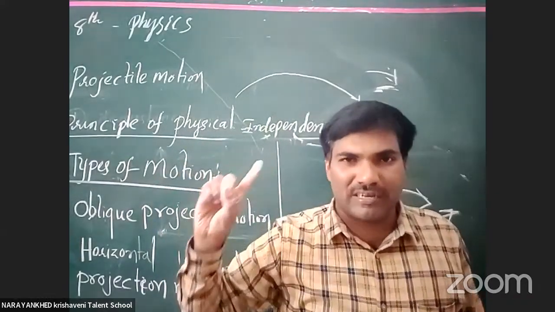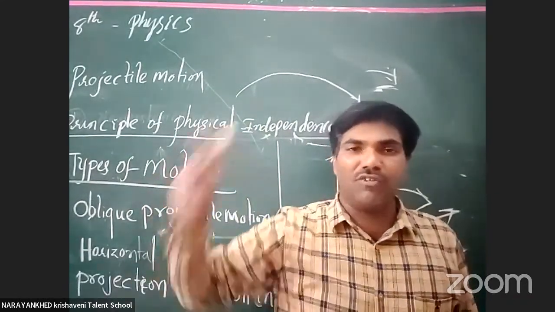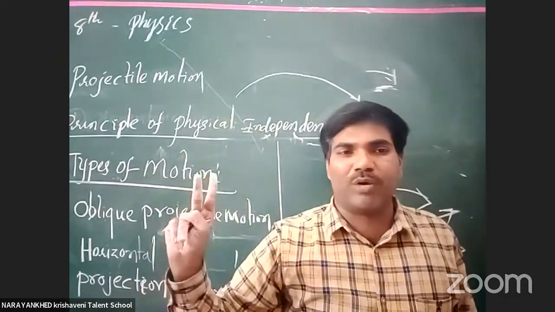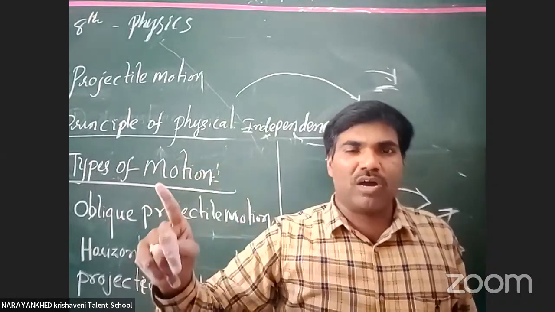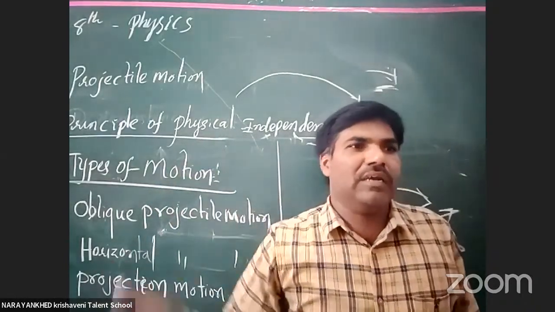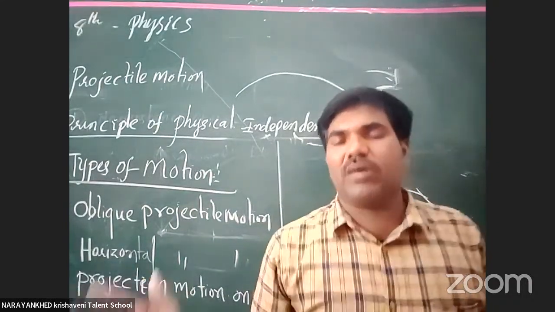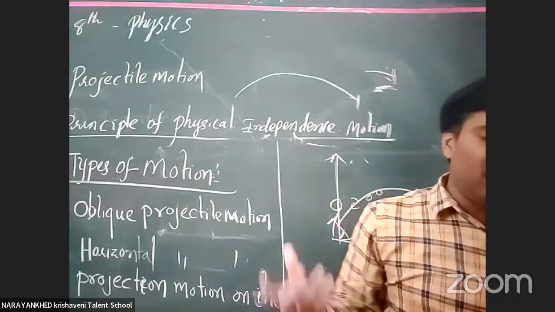It does not contain a single component. It should contain two components. It is not moving with a single component. It is moving with two components. One is the x component, another one is the y component. Got it? This is all about our projectile motion.